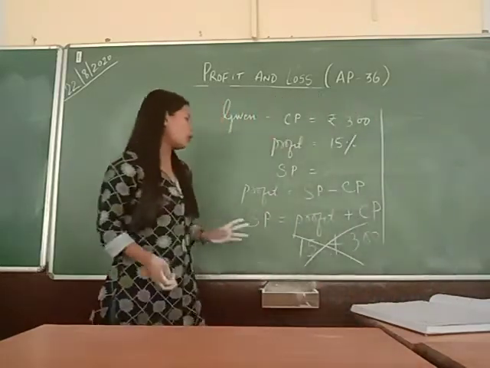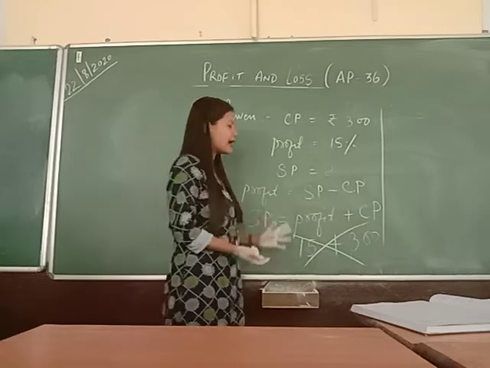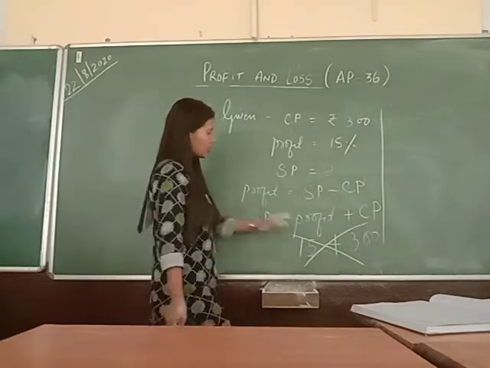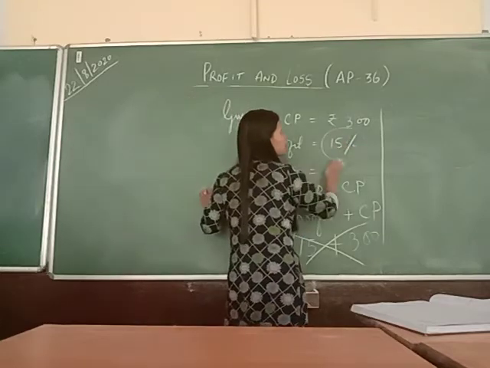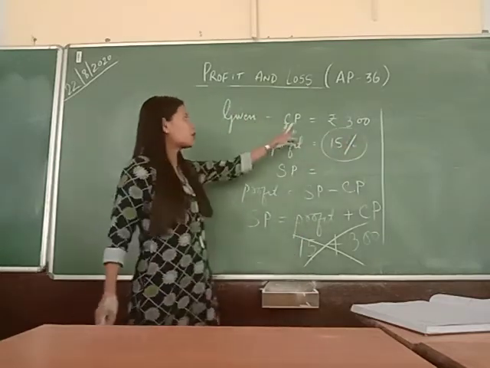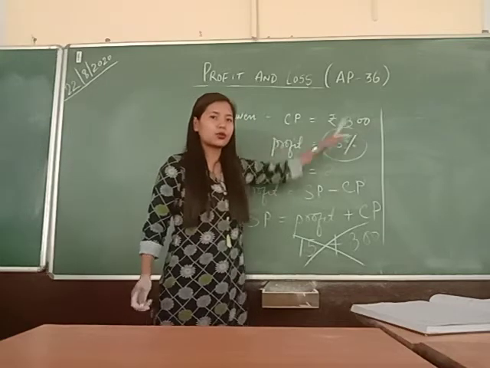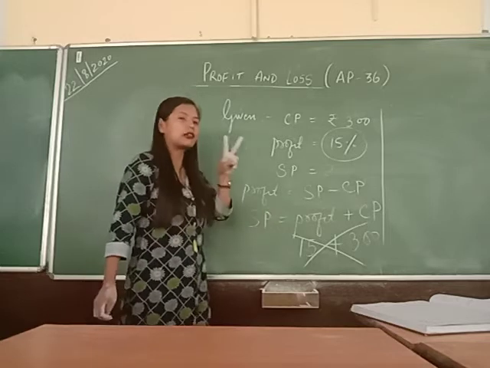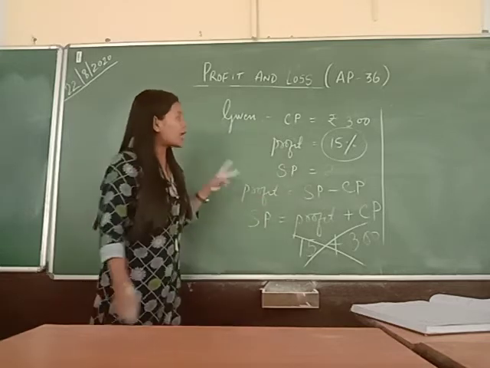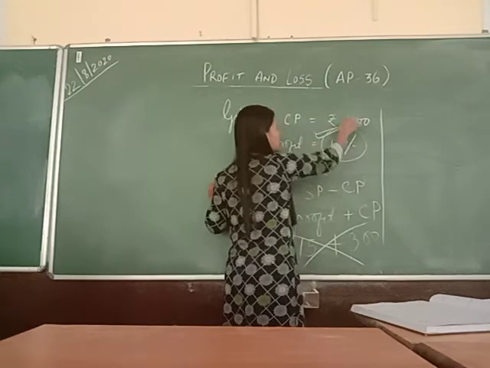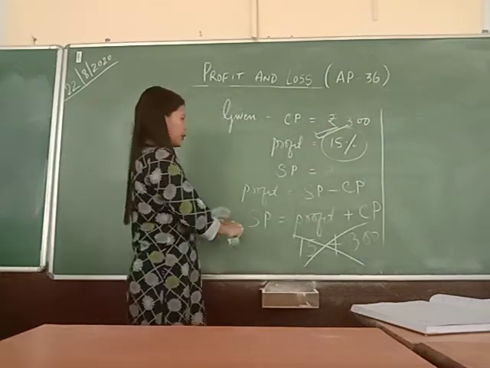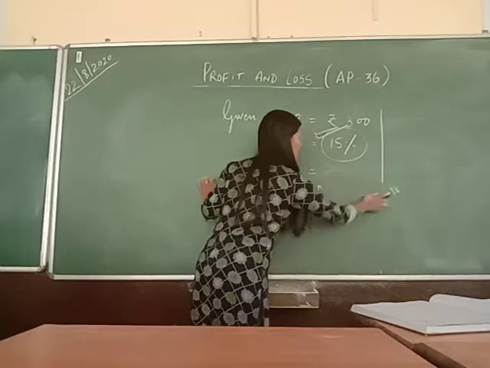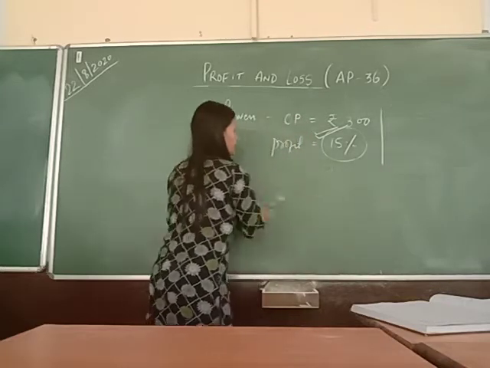Why? Because we already know that we can only add and subtract like terms, isn't it? But if you see this profit, it is in terms of percentage, and the cost price is in terms of rupees. So you cannot add two different quantities. One is percentage and another is rupees. So for that you need to first convert this percentage to rupees. So this is the main catch. This is the mistake which children tend to make every time.